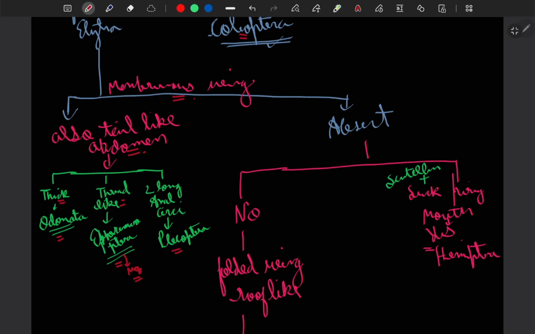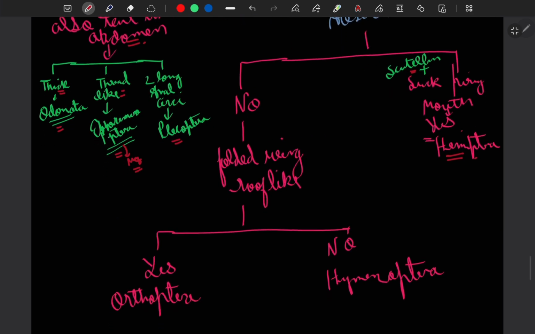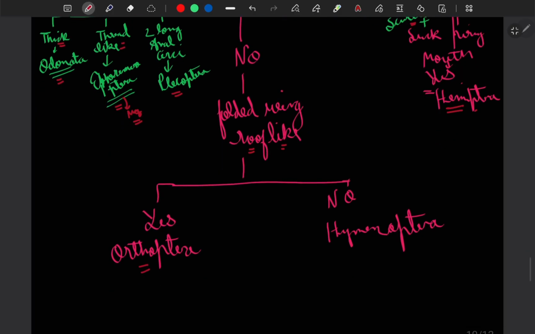If the membranous wings are absent, now it can either have scutellum or it can not have scutellum. If it has scutellum and sucking piercing mouth part, then it is Hemiptera. But if it does not have that and it has folded wing which have loop-like structure, then it can be Orthoptera, and if it does not have that also, then it finally is Hymenoptera.